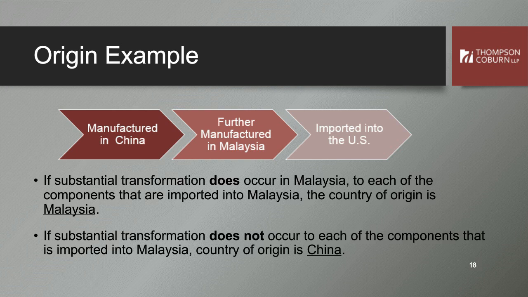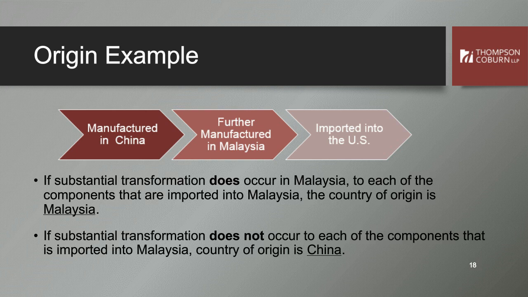If there's an item, a component that is used in the manufacturing that was not substantially transformed, then the origin of the product reverts back to the previous place, which is China. So this is particularly important with the China duties.